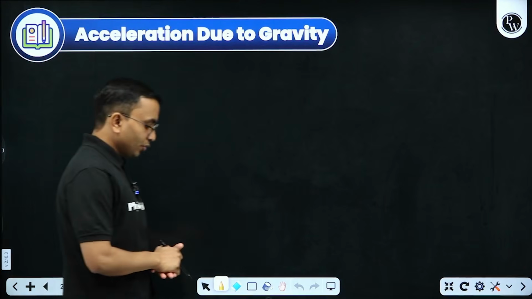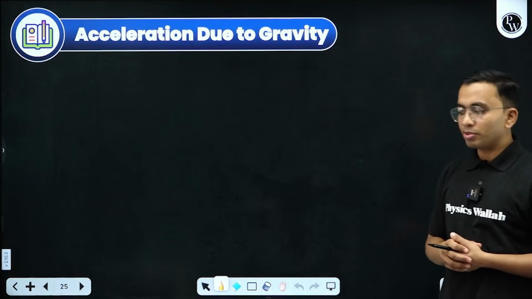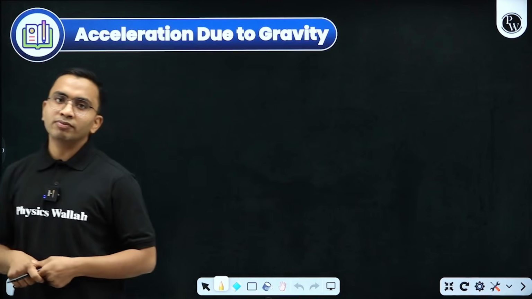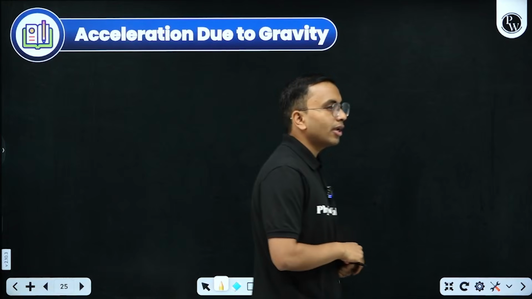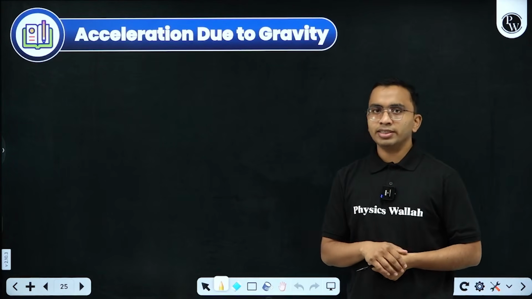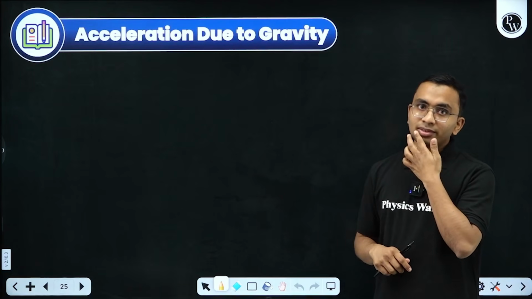Now, acceleration due to gravity. Acceleration due to gravity we use in the kinematics chapter for projectile motion. We discussed that g, small g, is equal to 9.8, and sometimes we take 10. But that value of g, 9.8, is on the surface of the earth. If you move away from the surface of the earth, that will decrease.